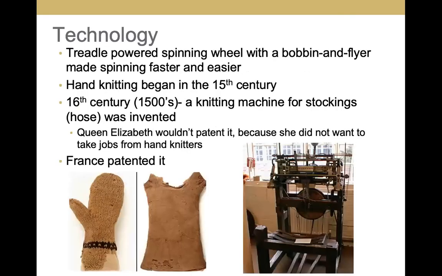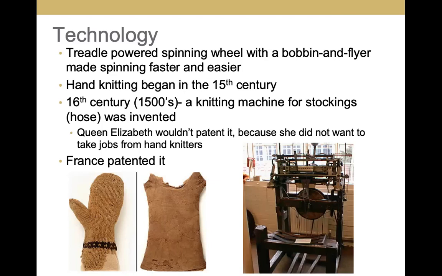There were some new technologies at this time. They did create a spinning wheel with a treadle and a bobbin, so it made spinning faster and easier. They also learned how to knit. We have talked about fabrics this whole time, and they were all woven. Woven fabric does not stretch unless it stretches on the bias, and it is not quite as comfortable to wear. So when knitting was invented, first hand knitting in the 1400s, and then by the 1500s, a knitting machine was made for stockings.